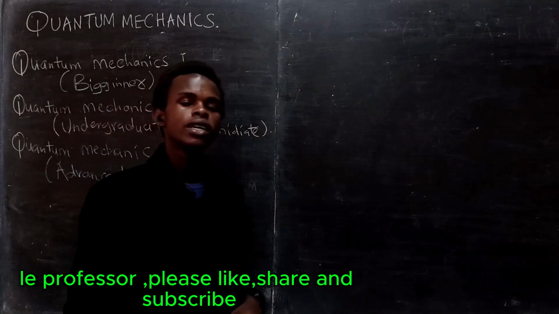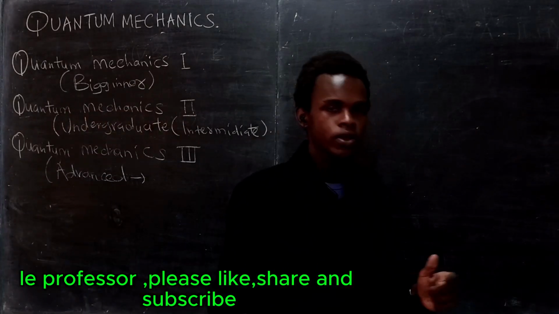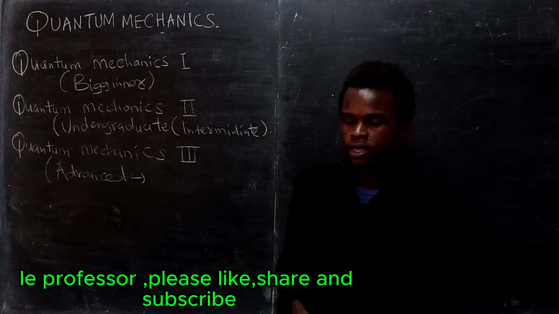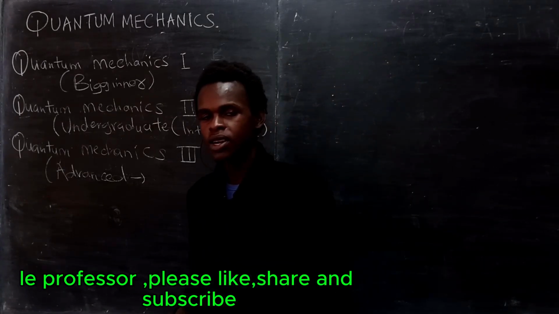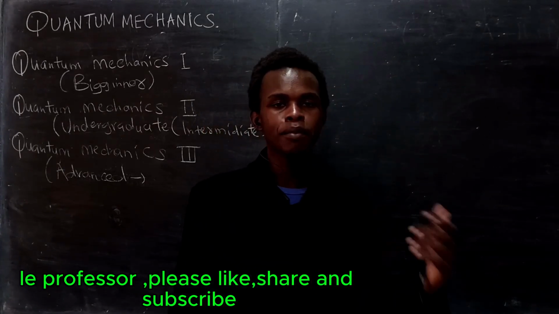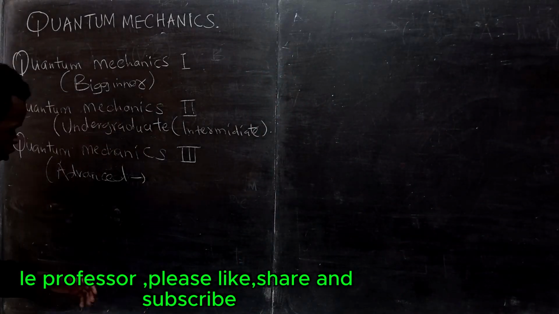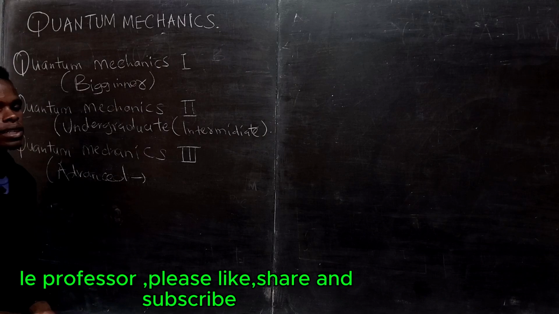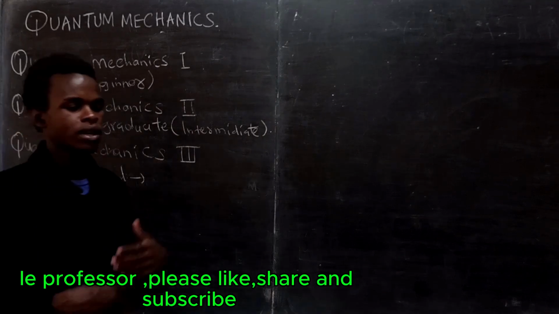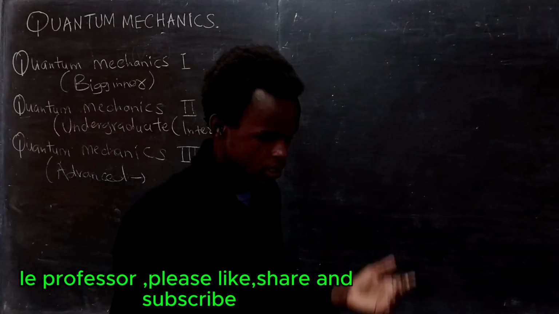So we'll do the philosophy of quantum mechanics, where we'll do the EPR paradox, we'll do quantum tunneling, we will do Bell's theorem. So after going down to the philosophy of quantum mechanics, we'll be able to clear all these concepts.